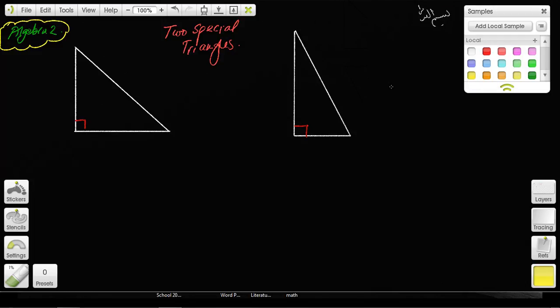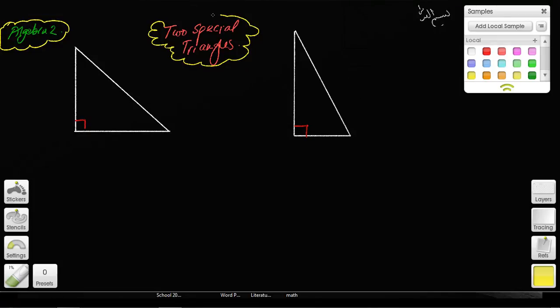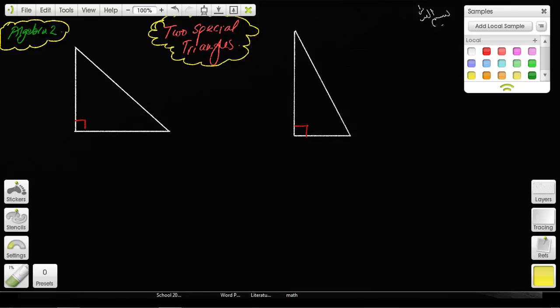Bismillahirrahmanirrahim. Next, inshallah, we'll review two special triangles that we have also seen before. This is imperative knowledge, and we can't go very far without mastering it. The two special triangles, of course, are the 45-45-90 triangle and the 30-60-90 triangle. So this is 30 degrees, 60 degrees and 90 degrees.